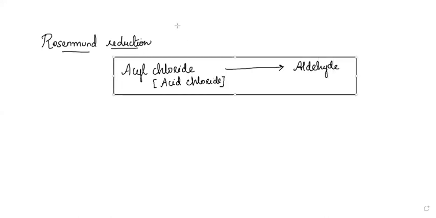So this is the simplest form of Rosenmund reduction. The reactant here is acyl chloride or acid chloride. It can be reduced to aldehyde. What is the functional group aldehyde? You know very well, it is RCHO. What is the group of acyl? Acyl is nothing but RCO chloride, so RCOCl.